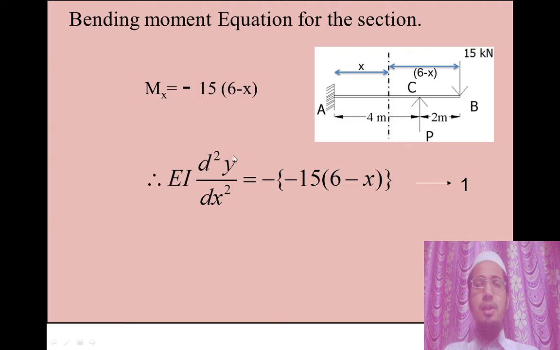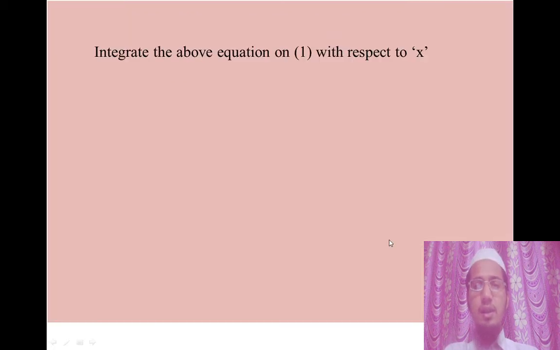Now we will put in our basic equation, EI d²y/dx² will be equal to minus of minus 15 into (6 minus x). Let it be equation 1. Now before integrating, let's simplify. The minus minus will get cancelled, and it will become 15 into (6 minus x), or 90 minus 15x.